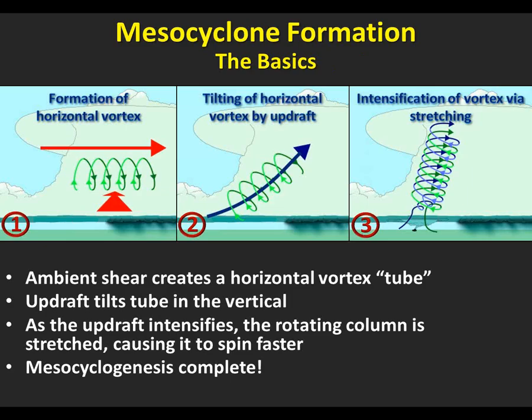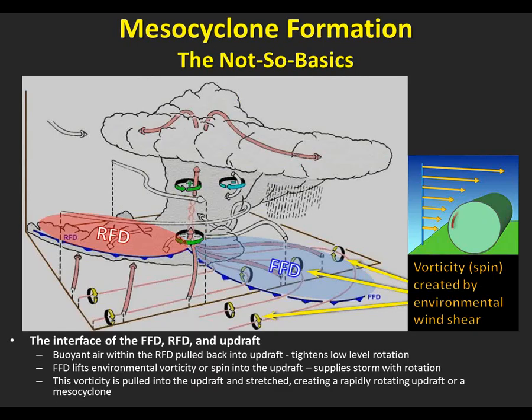So this is obviously a very basic overview, but when you start stretching that, when your updraft gets more and more intense, you're able to make that mesocyclone spin faster and faster. And usually that's going to start in the mid-levels of the storm first, and if conditions are favorable, then it'll eventually lower itself toward the ground.